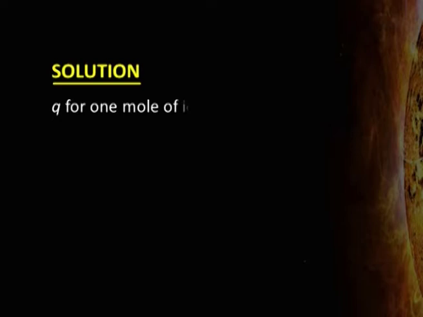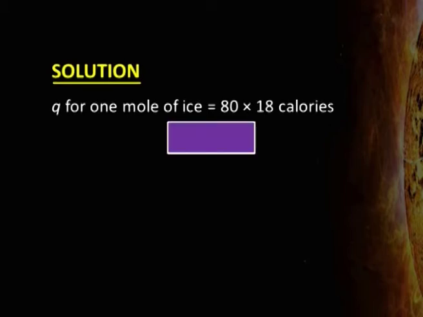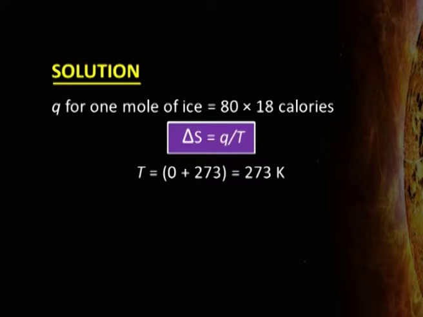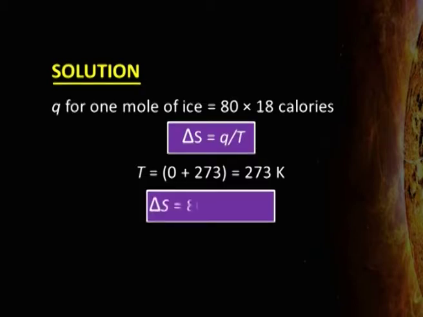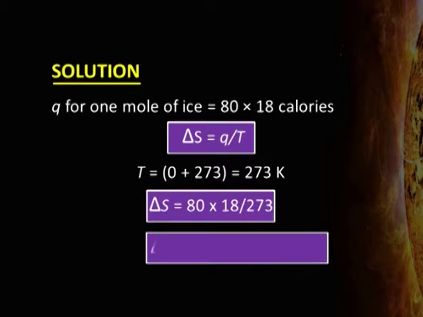Therefore, Q for 1 mole of ice will be equal to 80 multiplied by 18 calories, and delta S will be equal to Q upon T. T at which ice melts is equal to 0 degrees Celsius, or we can say it is equal to 273 Kelvin. Therefore, delta S will be equal to 80 multiplied by 18 divided by 273, which will be equal to 5.274 calories per Kelvin per mole.